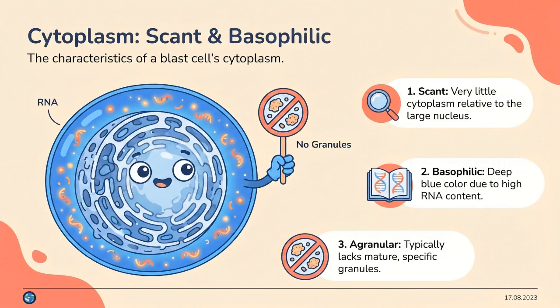While some myeloblasts can have a few nonspecific granules, the absence of specific granules is key. This combination of scant basophilic cytoplasm, often devoid of mature granules, helps us differentiate blasts from more mature or reactive cell types. So, we've covered the nucleus, chromatin, nucleoli, and now the cytoplasm. These are the individual features. But what about the population as a whole? Let's look at that next.